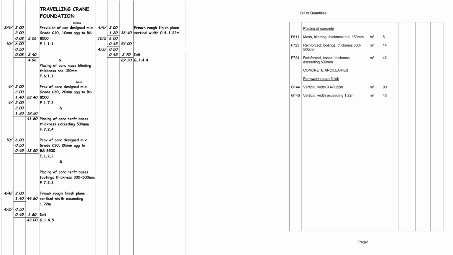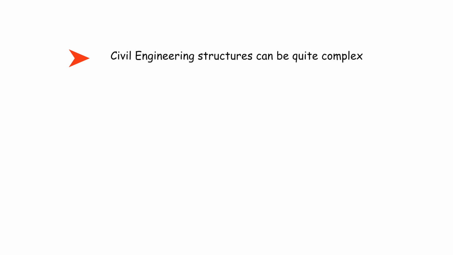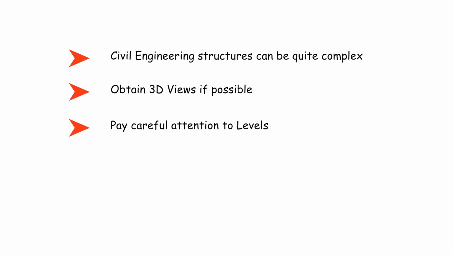And that's it for taking off and BQ production for a civil engineering structure under Civil Engineering Standard Method of Measurement number 4. A few takeaways from this training video. 1. Civil engineering structures can be quite complex, so give yourself plenty of time. 2. Obtain a 3D view if possible. 3. Pay careful attention to levels so you know where you are measuring from and to. 4. CESMM4 is, in my opinion, a very good and robust document. Take time to learn how it works and you should have no major problems.